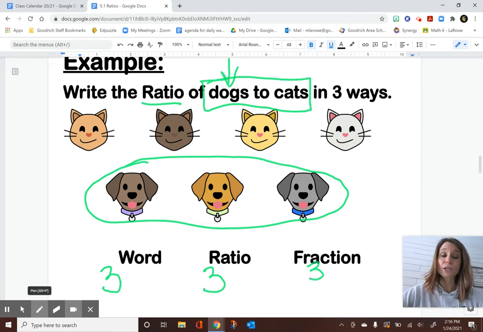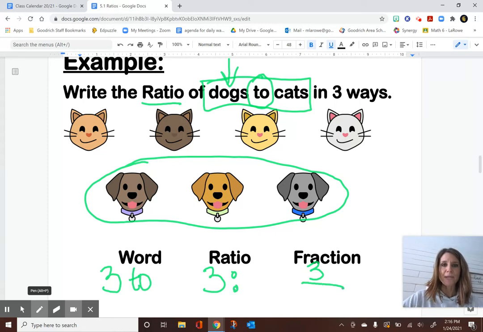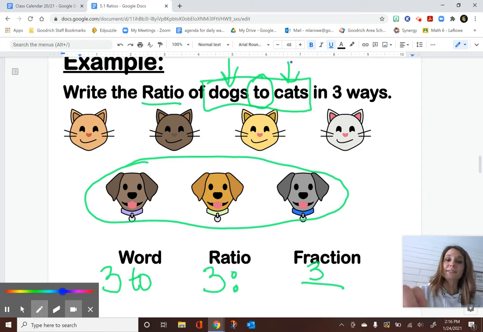Now comes my ratio symbol because I'm going to compare it to something else. So in words, I need the TO. In ratio form, I need the colon symbol. And in fraction form, I just need the fraction bar. Now I'm ready to count the cats. When I count the cats second, I'm going to put that value second.